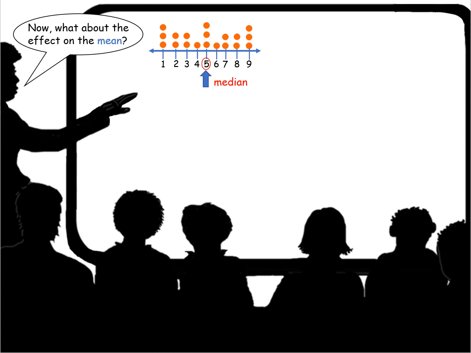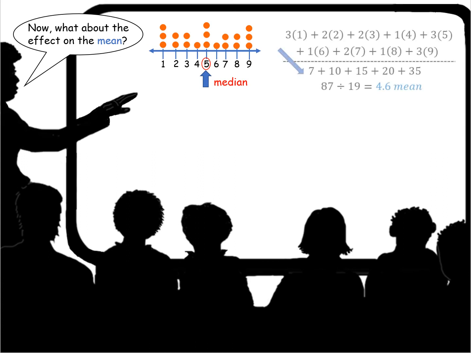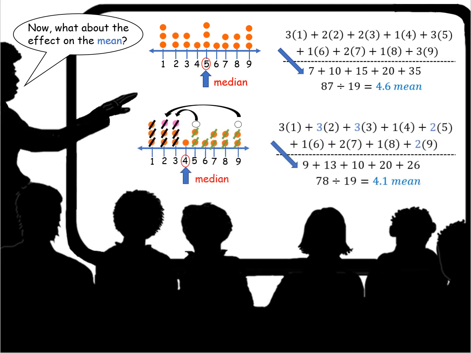Now what about the effect on the mean? We're going to have the same data set. This is our initial data set and our median of 5. We have a mean of 4.6. So in our example from before, we're going to move or shift these two data points over here. What's going to happen to the mean? What do you think is going to happen?